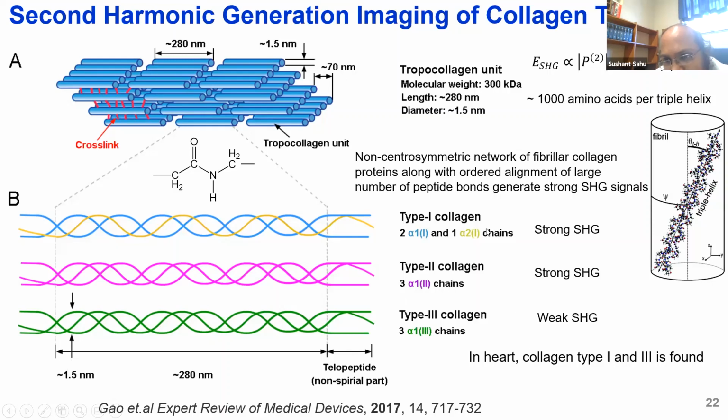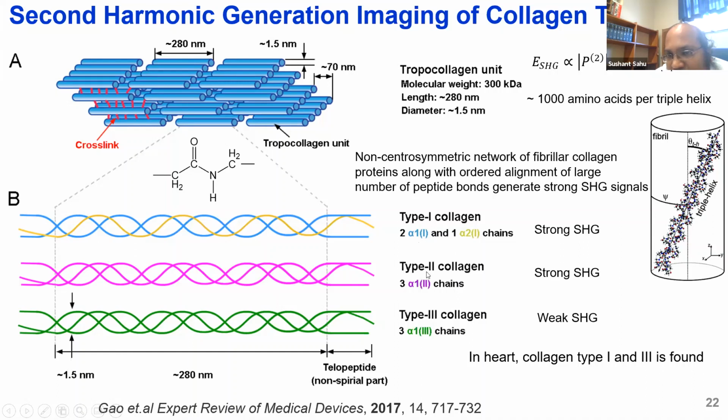And we not only detected collagen, but there are around 25 types of collagen, and the fibrillar collagens are type 1, type 2, and type 3, which basically vary in these alpha helix units. So collagen type 1 gives you a strong SHG, has 2 alpha 1, 1 alpha 2, whereas type 3 collagen, which is also found in heart, is 3 alpha 1 chains, but gives you a weak SHG.